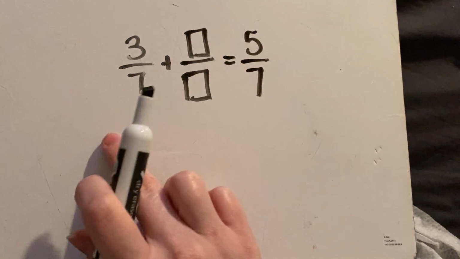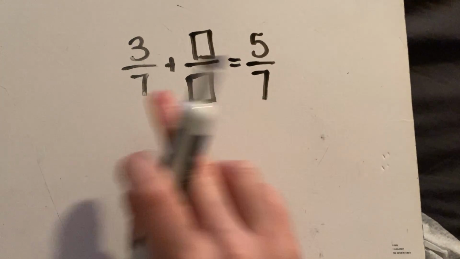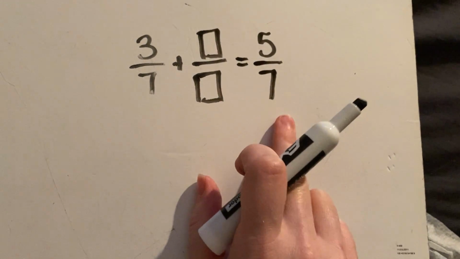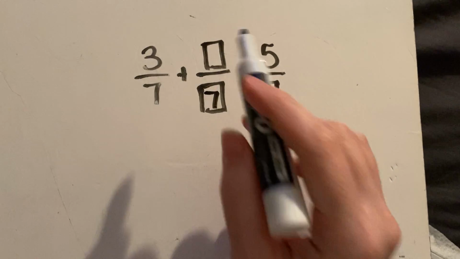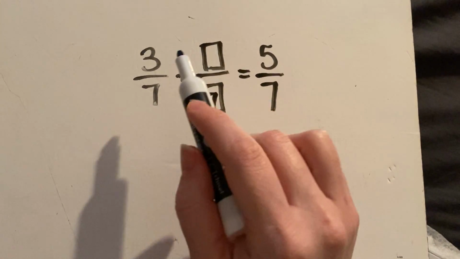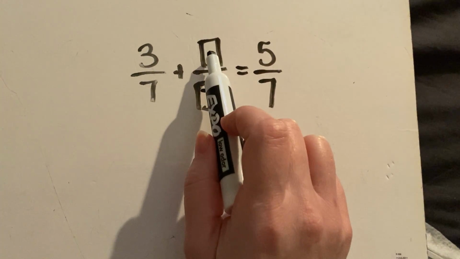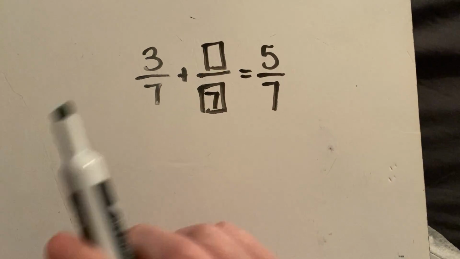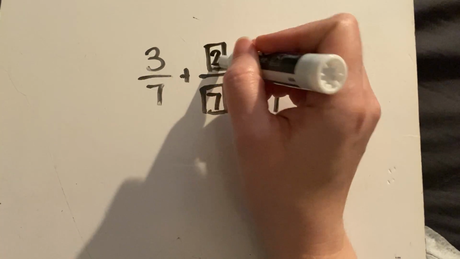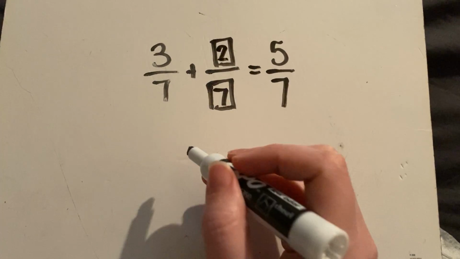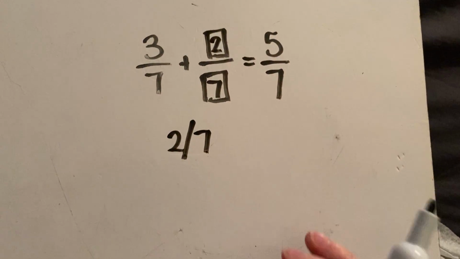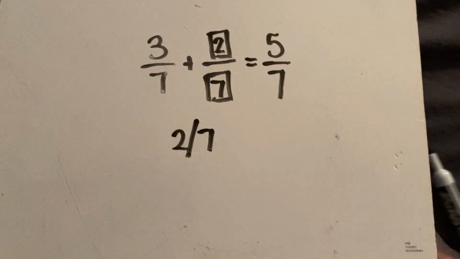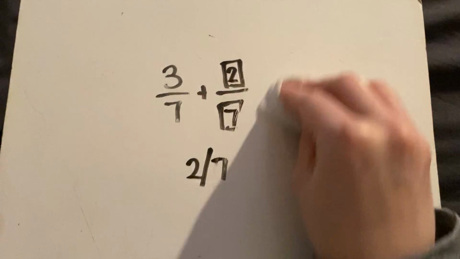So first thing I can do is go across the bottom and look at my denominator because it's a 7 here, it's a 7 there, it should be a 7 here. So I'm going to fill that in. Then all I have to do is figure out the top missing piece. So I'm thinking to myself, 3 plus what is going to be 5? Well, 3 plus 2 is going to be 5. So my answer would be 2/7. So when I fill it in my Google Doc, I'm just going to do 2/7.